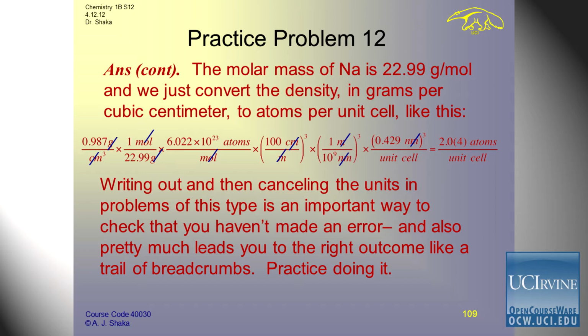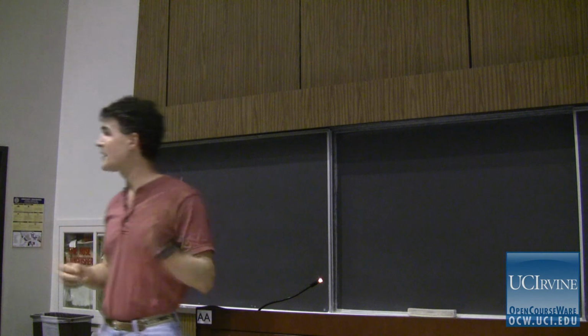And so we find about 2 atoms per unit cell. Knowing that, and knowing that it's cubic, it's probably body-centered cubic, because that's the only one I know that has 2. But the thing is, if I write out and cancel all the units in problems of this type, you can just check you haven't made an error, because if you end up with some funny units here that don't cancel and aren't what you want, you just say, hey, I need to know how many foot-pounds is this or something.